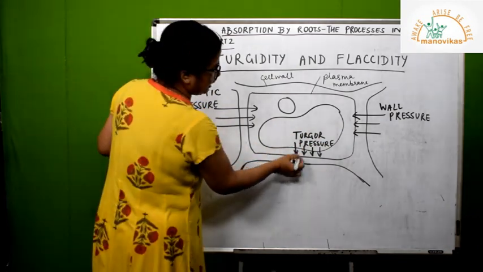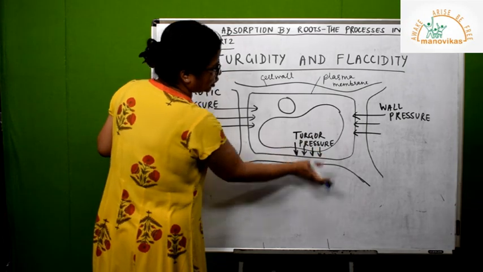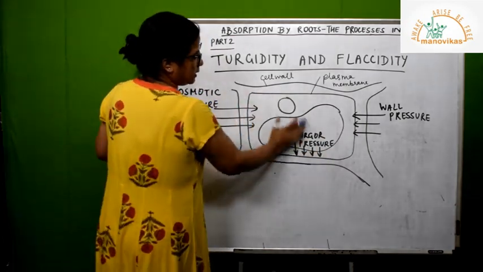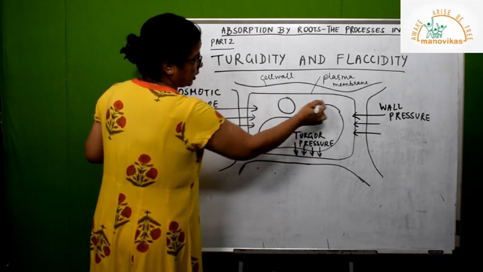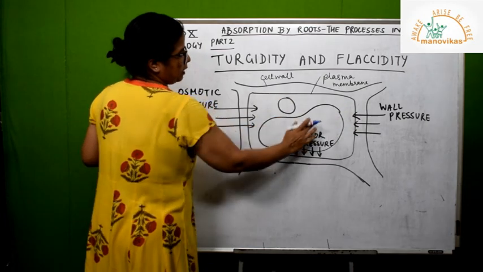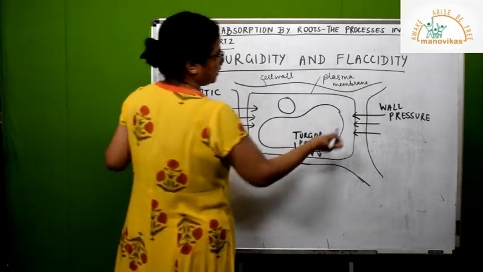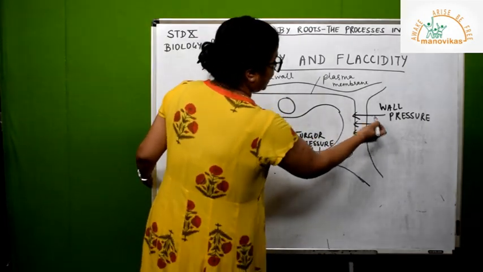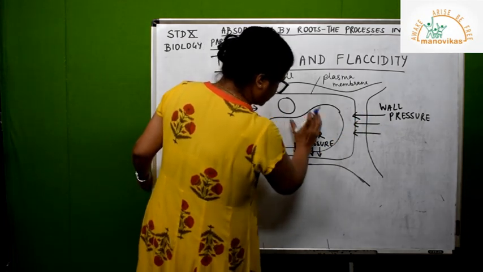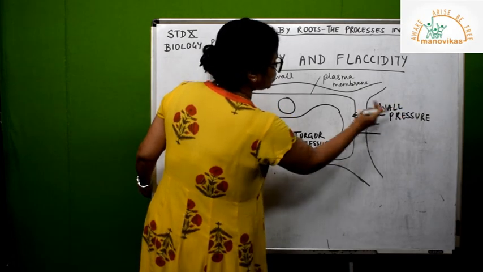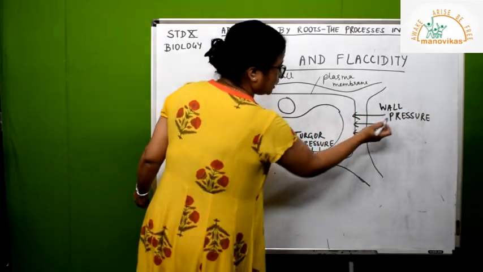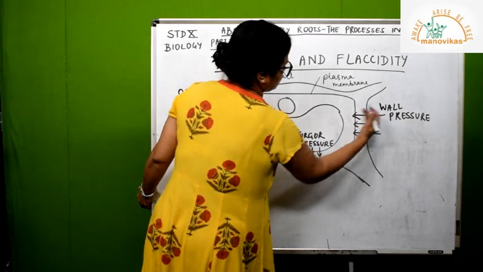See, it is acting towards the outer side, pushing the wall because it's full of water molecules, hence it is outward. Look at the vacuole, fully stretched, completely filled with vacuolar sap. Then we have the wall pressure. At the same time, the cell wall pushes the cell contents with a certain pressure. That is called wall pressure.